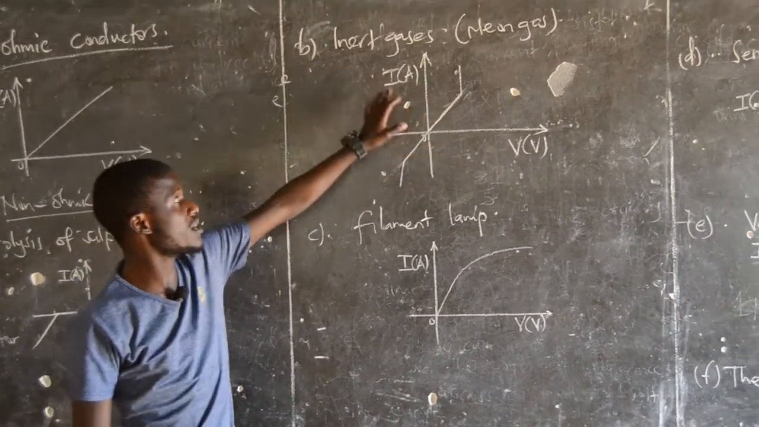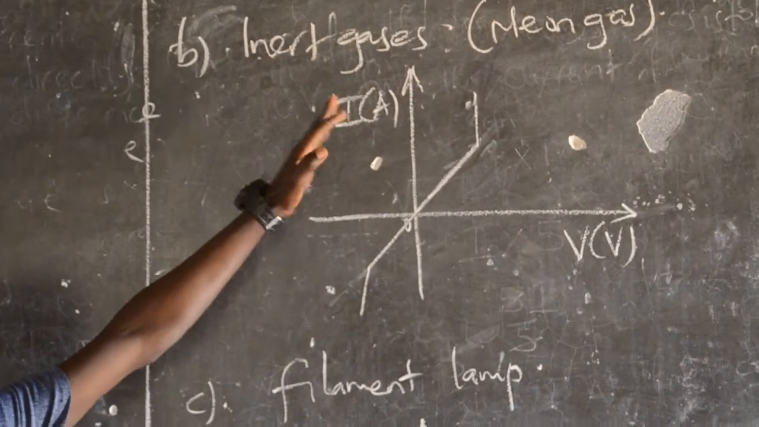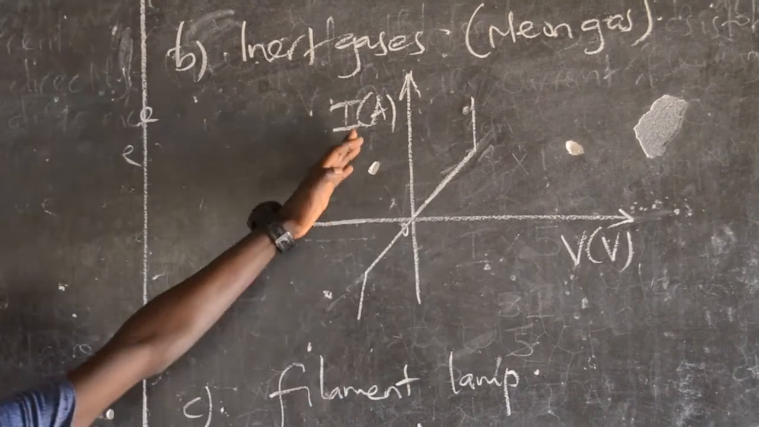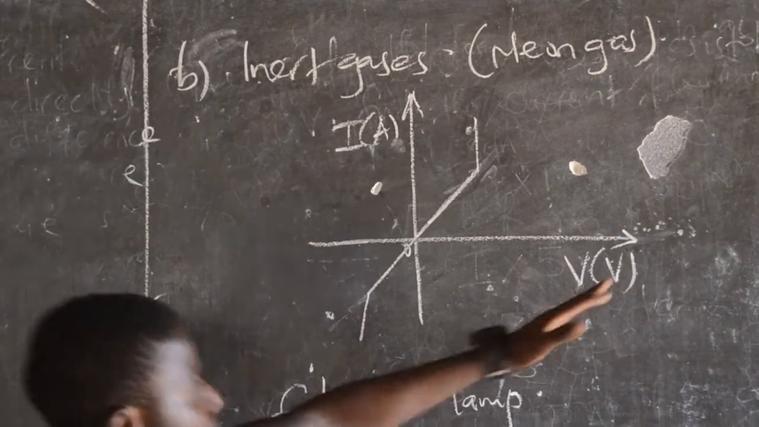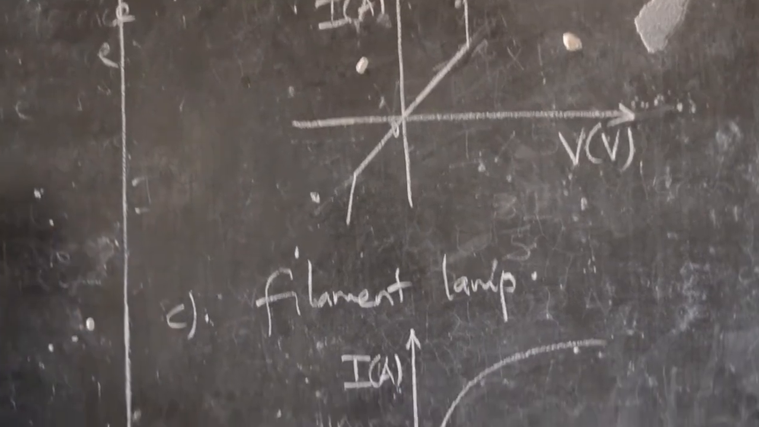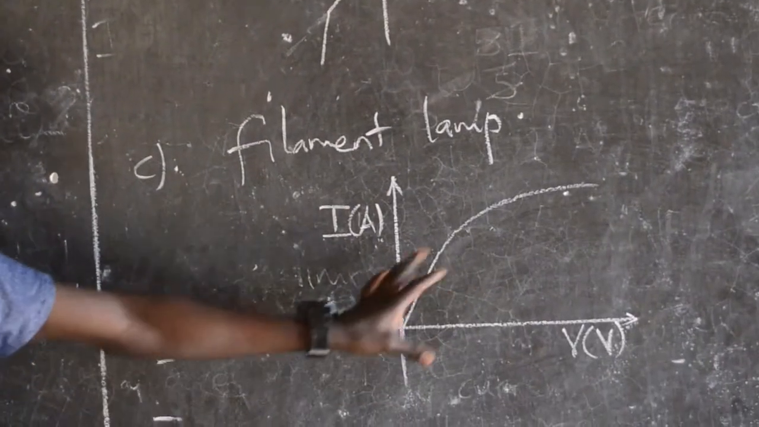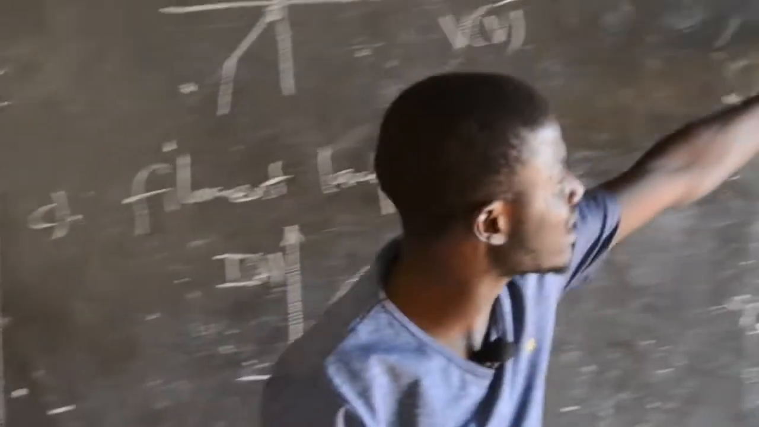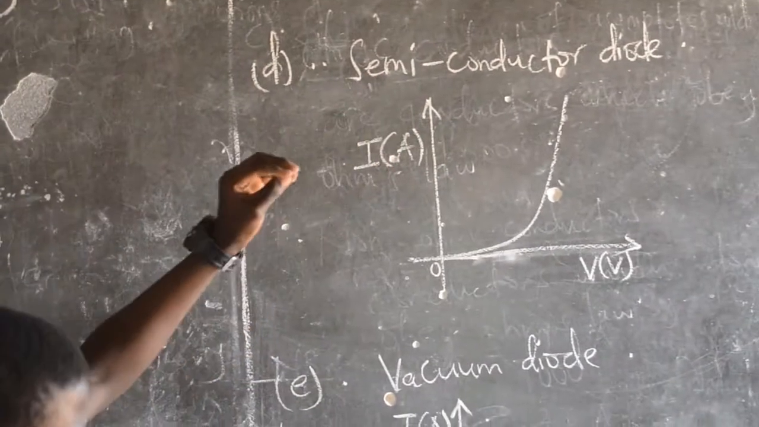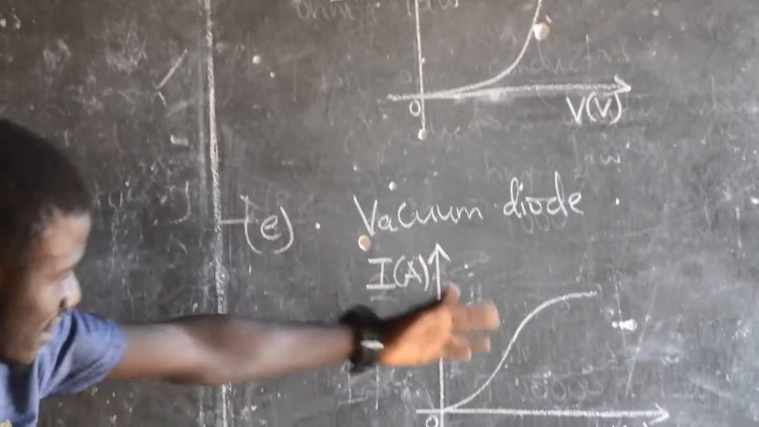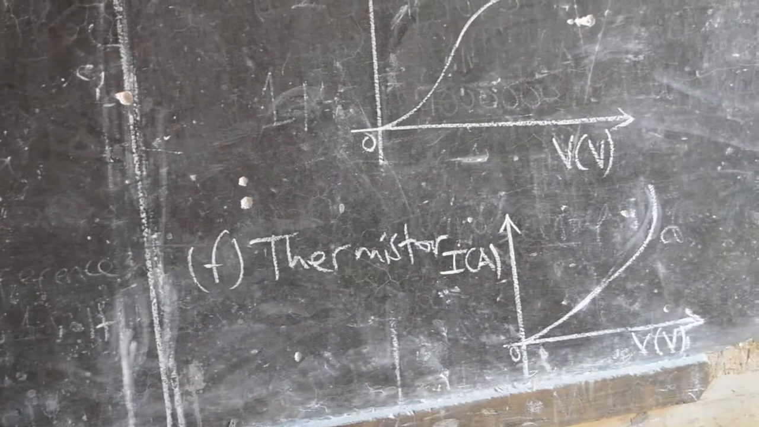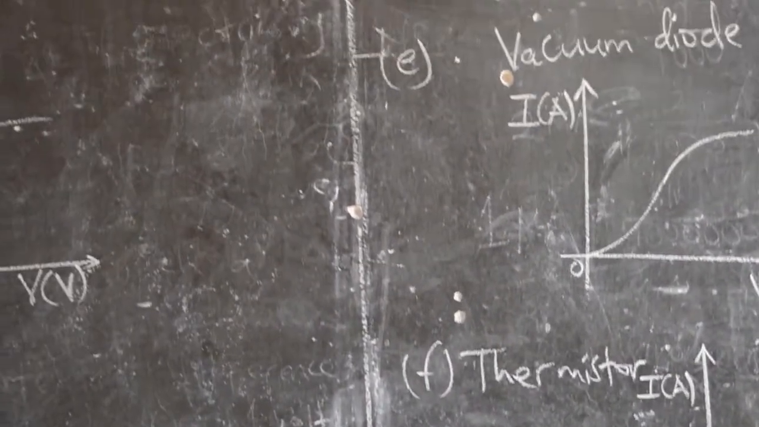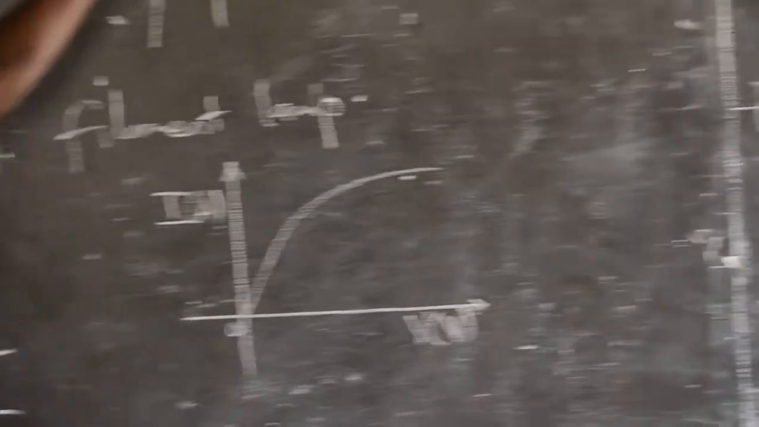You see the shape, and be careful about naming the axes. Don't call it Y and X. Just this is the current in amperes. These brackets, you have to be careful, and that's the voltage in volts. Then filament lamp, that's the shape. We consider the shape so much. Then semiconductor diode, like you see that shape. Vacuum diode, hope you have seen it. Current versus voltage. And lastly, the thermistor. But what you have to be careful about, the vertical axis, I say current versus voltage. The SI units, don't forget them in the brackets. So those are your graphs.